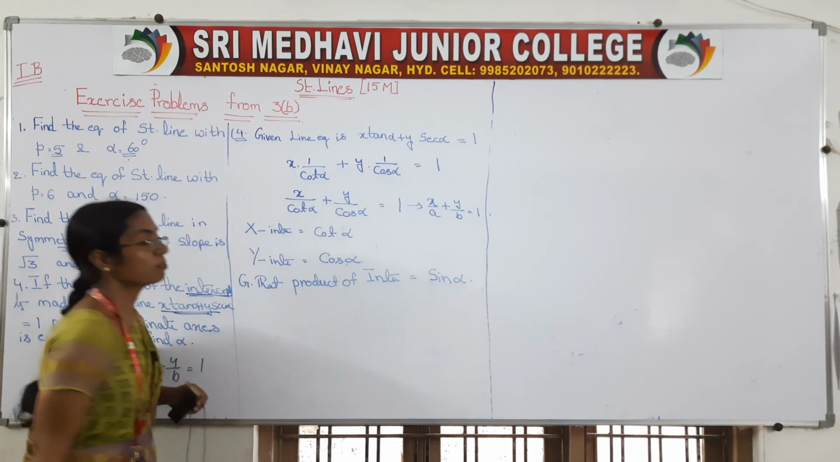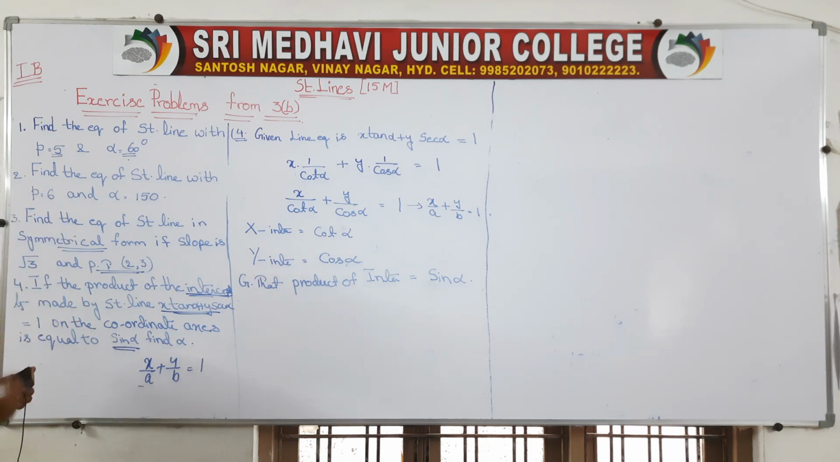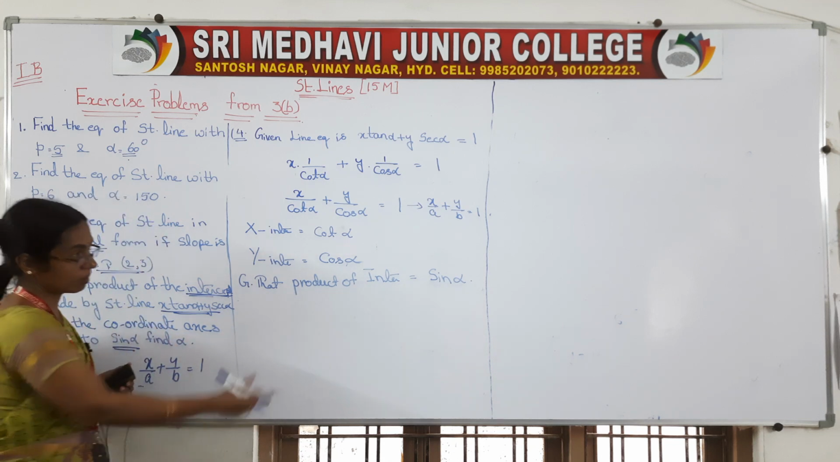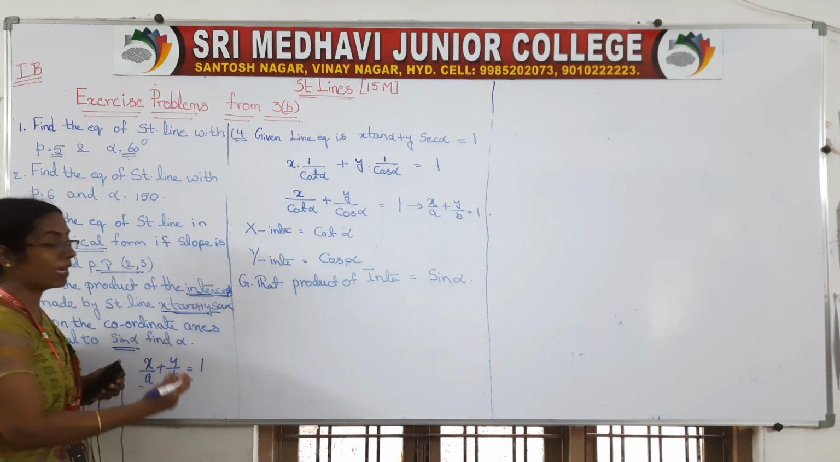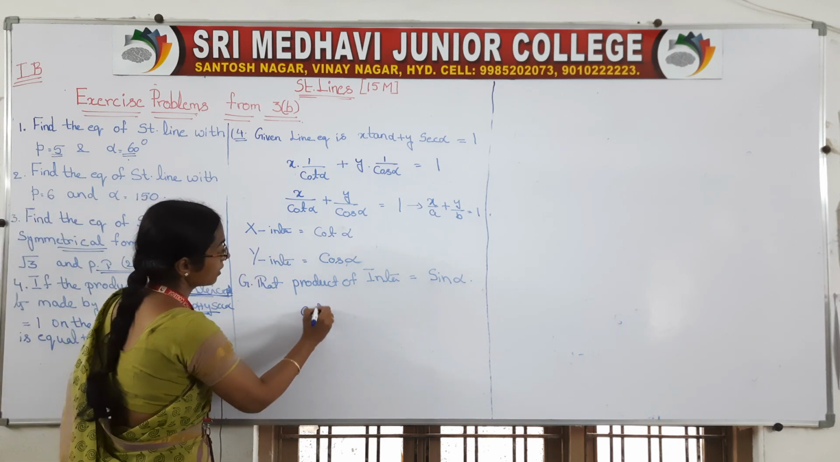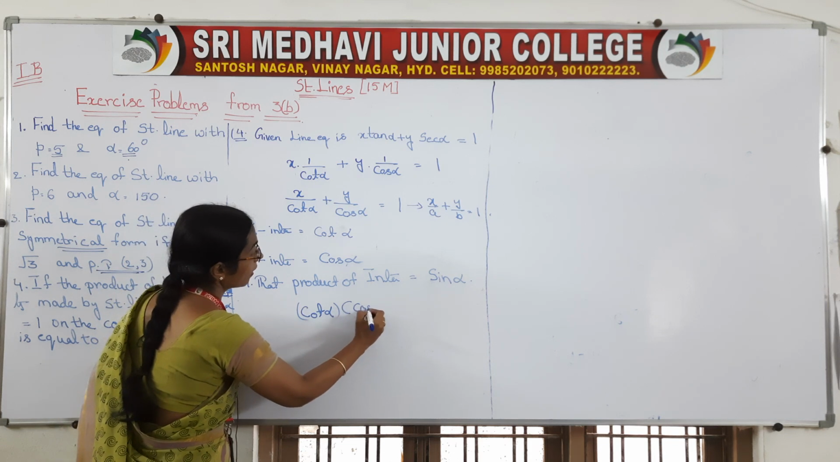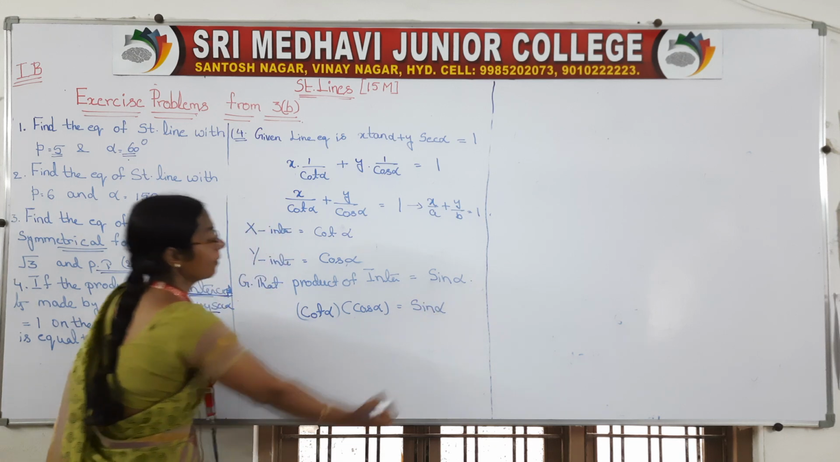That is the given information to us. With that, find out alpha. That is the question asked. So product means multiplication of intercepts. This is one intercept, this is another. Their product means multiplication. So it is cot alpha into cos alpha is equal to sin alpha.